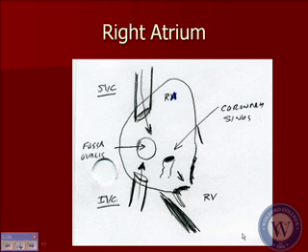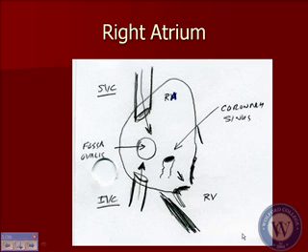One, they can tell you that the superior vena cava, inferior vena cava, and what's the other blood vessel that's returning deoxygenated blood to the heart in the right atrium? Coronary sinus. Very good.